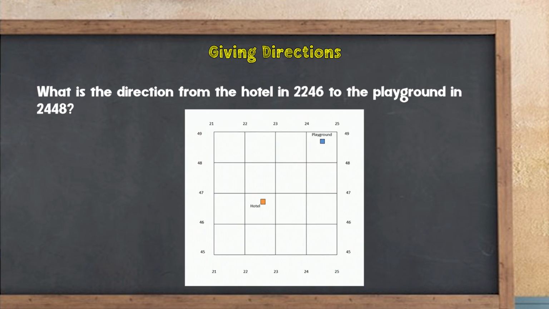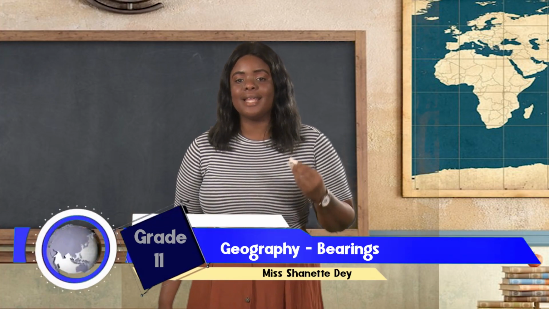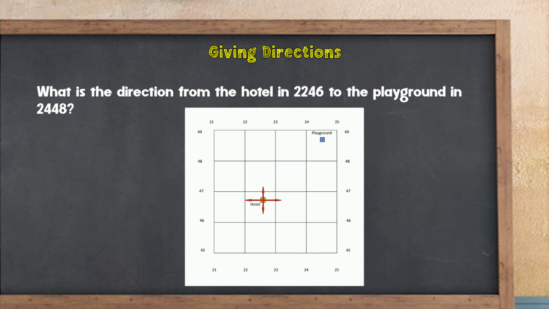Example, look at the grid on screen. What is the direction from the hotel in 2246 to the playground in 2448? The first step is to figure out the start and end points. Now, since we're going from the hotel, our starting point is the hotel. Our end point is the playground. Next, we draw a cross directly over the hotel. Then, we draw a line from the middle of the cross to the middle of the playground.